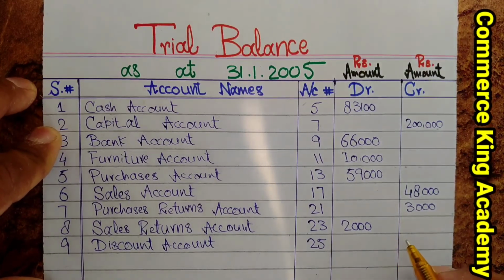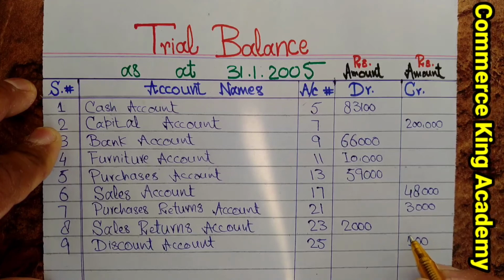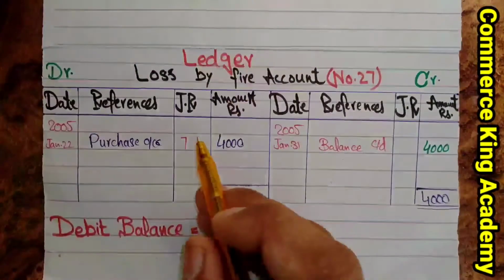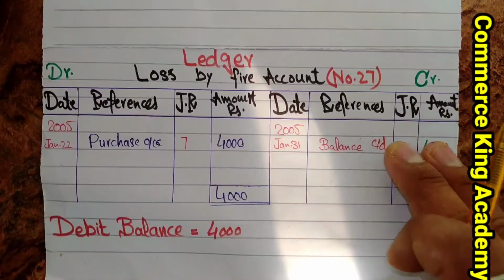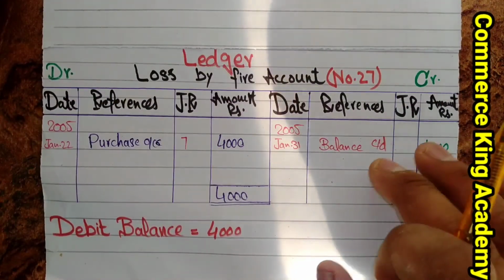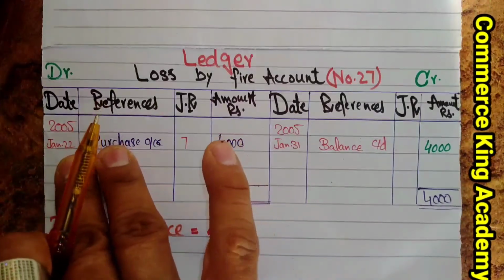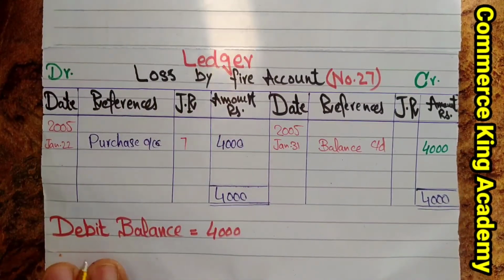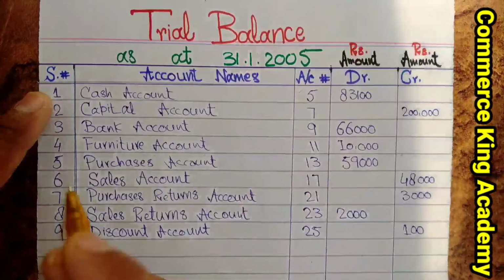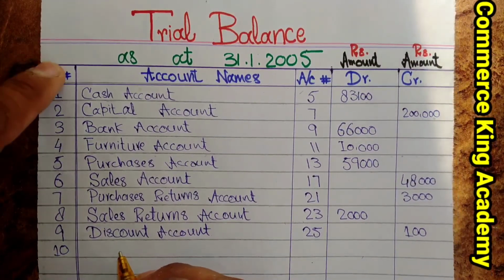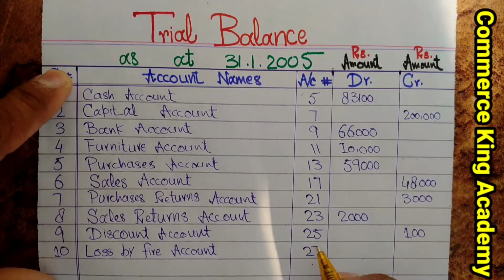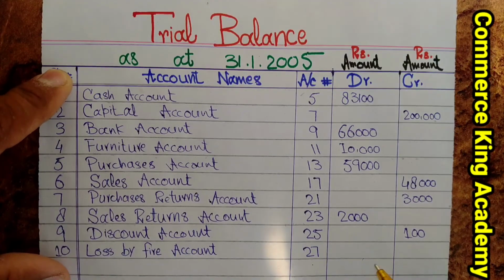Credit balance 100 rupees. Next ledger account, loss by fire, number 27, debit, credit. Difference of 4,000 rupees on credit side. So ultimately debit side is heavier here. So we have debit balance 4,000 rupees. Serial number 10, loss by fire account 27, have debit balance 4,000 rupees.